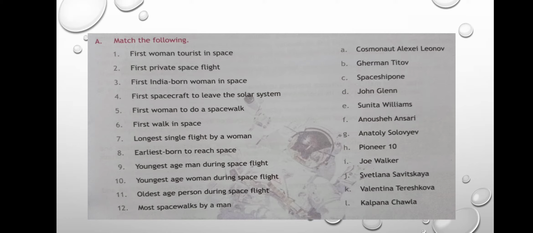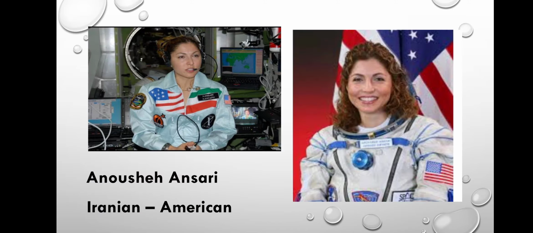First, woman tourist in space. So this woman who traveled to space as a tourist, not as a researcher or scientist or astronaut, but as a tourist, is Anousheh Ansari. She's Iranian American. That means she's from Iran, and she's an American citizen. She's the first woman who traveled to space as a tourist.